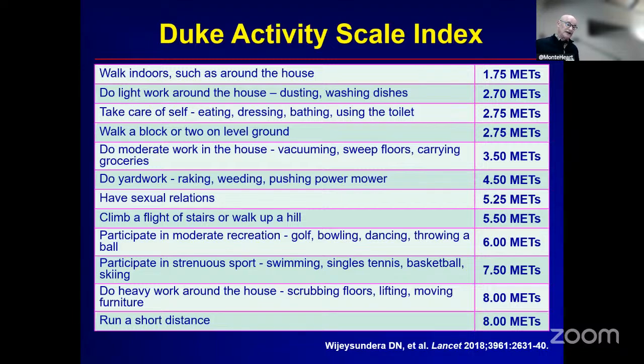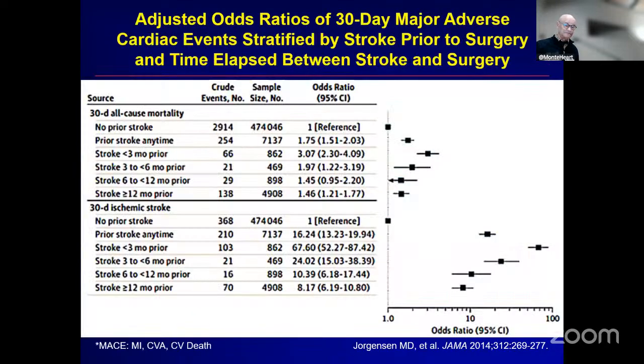And you can use the Duke Activity Scale Index. Obviously, if you do moderate work in the house, that's 3.5 METs. If you do yard work, that's more, 4.5. Climbing stairs, 5.5. In general, we think that patients who can achieve 4 METs or more routinely without problems, for the most part, do pretty well with most non-cardiac surgery. There's no magic number, but this tells you about their reserve, which tells you how they're going to handle both the anesthetic stress and the surgical stress. Obviously, that presupposes that there's not something unusual, like a big bleed or something like that. But functional status is incredibly helpful. So this is something that I want you to take home for sure. So let's call this take-home message number 1.